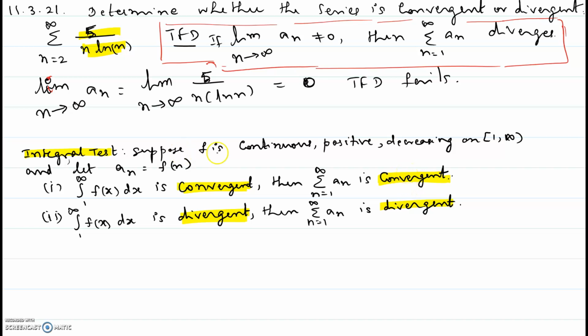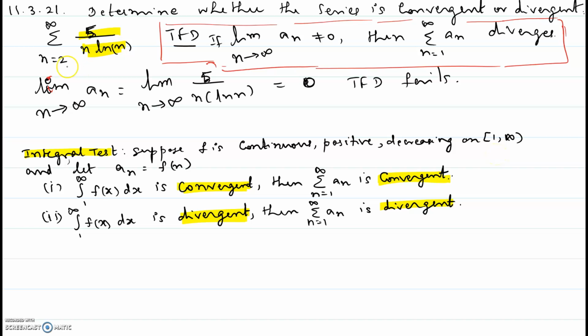So for that we need to establish that f is continuous, positive and decreasing on 1 through infinity. Even though the requirement of the test says 1 through infinity, it only needs to be proved that f is continuous, positive, decreasing eventually. So it could be 2 through infinity, or the starting point of this interval can be anything. So we have to only show that the function is eventually decreasing.